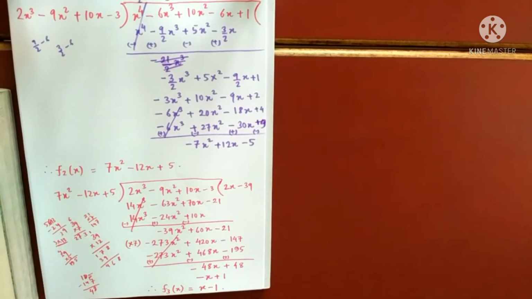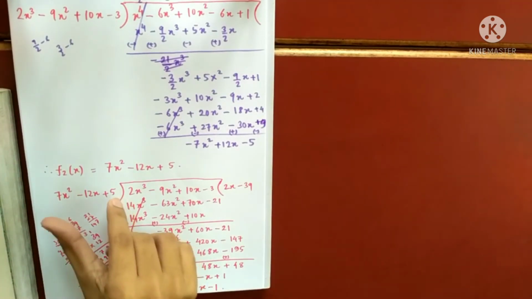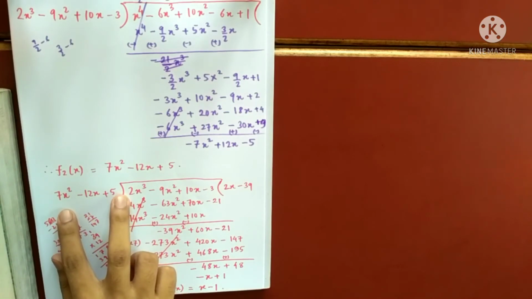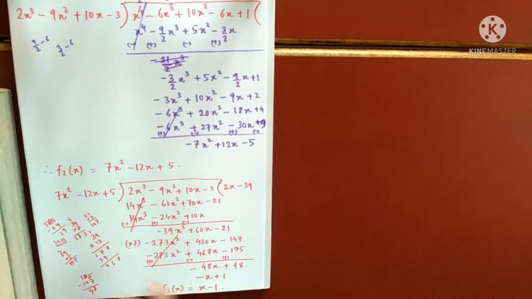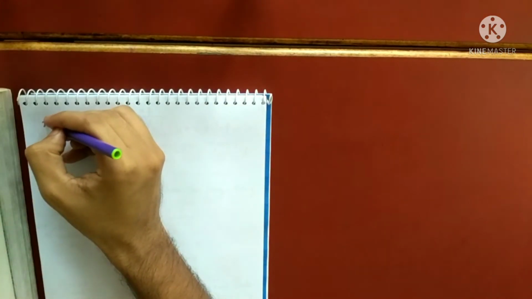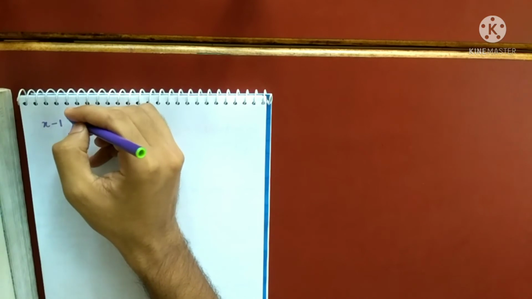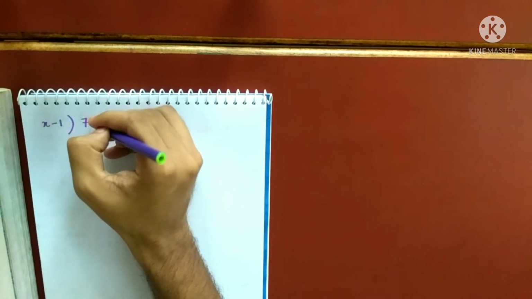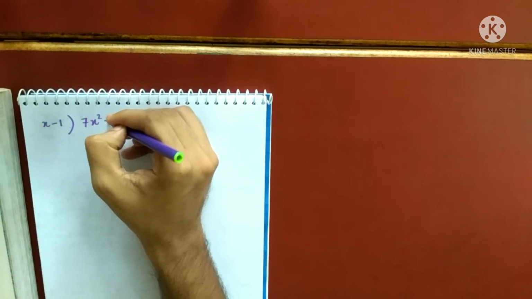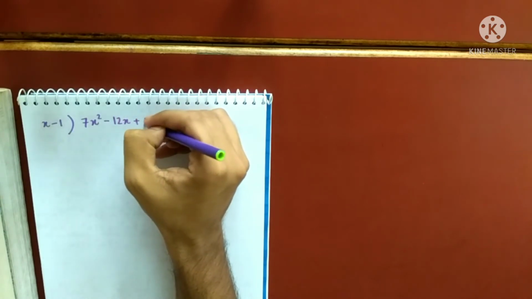So now this is your next divisor and this is your next dividend, right? So we'll divide this by this. The process is actually lengthy. As already said, Sturm's method will take a lot of time. So now I will divide by x minus 1 the polynomial 7x squared minus 12x plus 5.